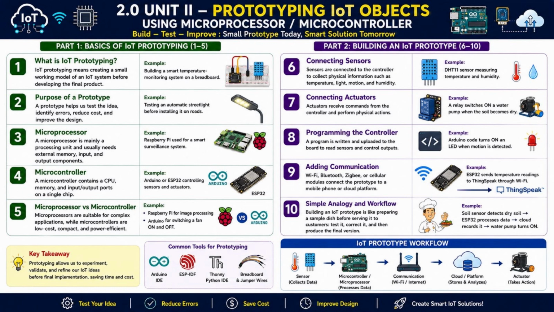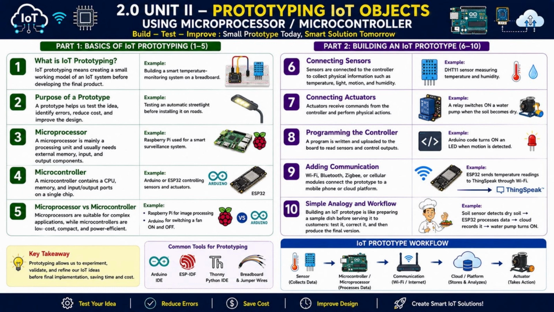What is adding communication, sir? Adding communication: Wi-Fi, Bluetooth, Zigbee, or cellular modules connect the prototype to a mobile phone or a cloud. Okay, what is the example, sir? ESP32 sends temperature readings to ThingSpeak through Wi-Fi.